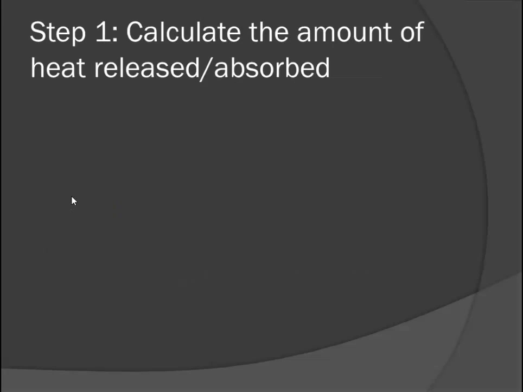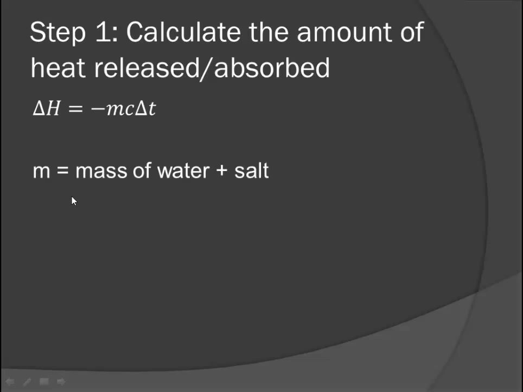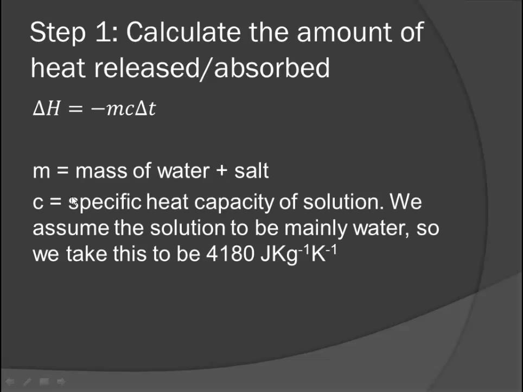Okay, in this calculation, the first step involved is to calculate the amount of heat that is released or absorbed as the salt dissolves. To do this, we use the equation delta H is equal to minus mc delta T. Note that there is a minus sign in front of the m. Now in this equation, m stands for the mass of water plus salt. C is the specific heat of solution.